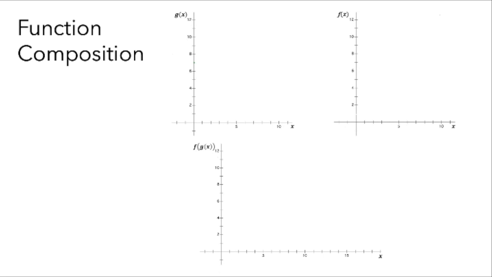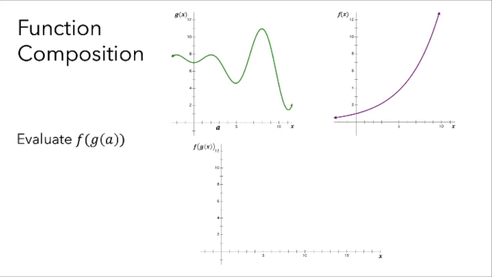First, let's talk about the composite function. Here are the graphs of 2 functions, g of x and f of x. And we'll pick a value of x and call it a. Let's consider what it means to evaluate f of g of a. We begin by evaluating the function g at input x equals a, which yields the output value g of a. This value g of a is then used as an input to the function f, which yields output value of f of g of a.